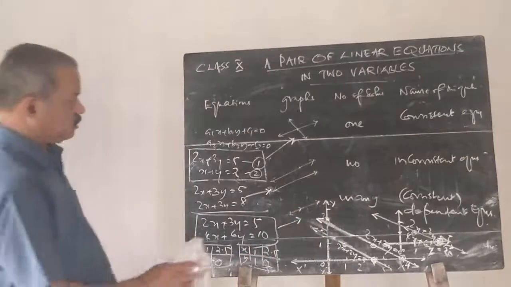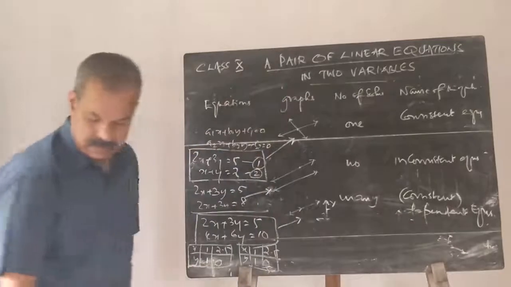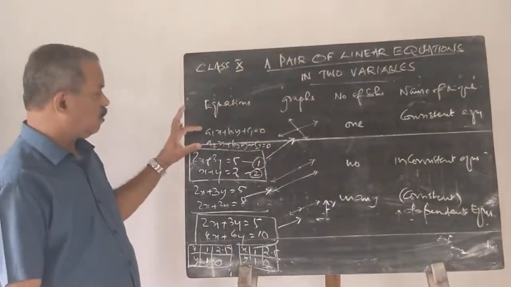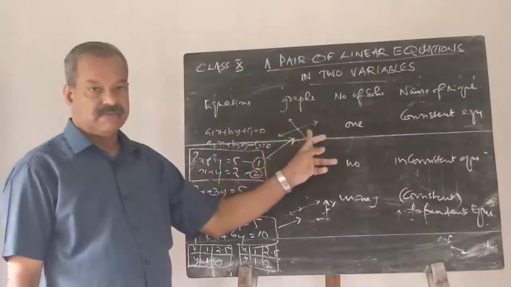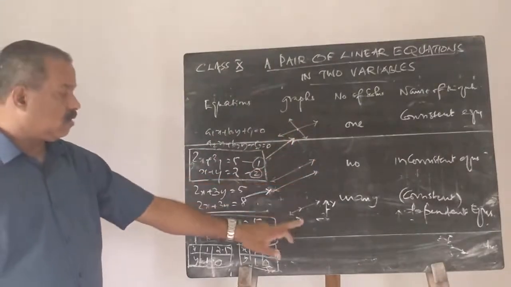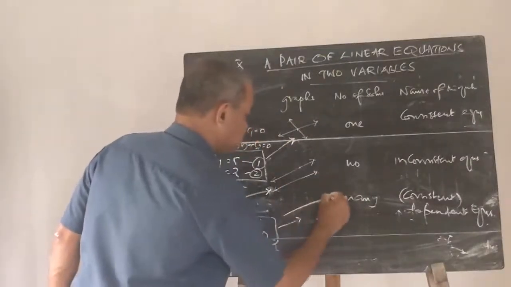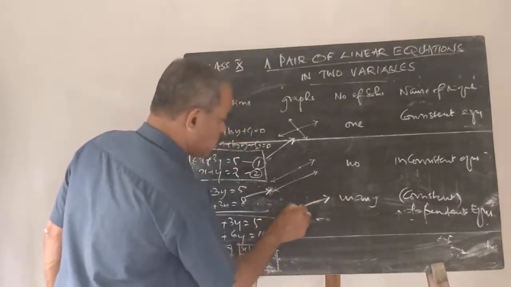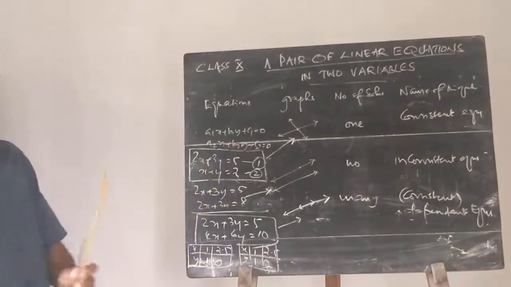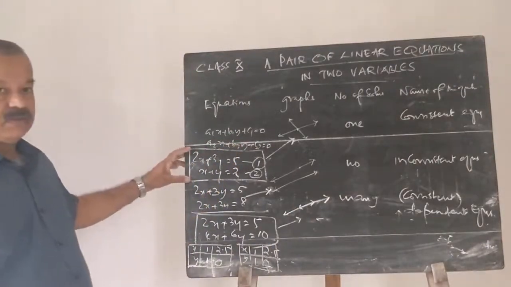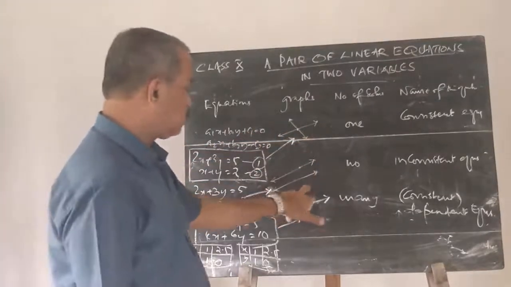So now let us compare this. The graphs of a pair of linear equations of this form have either intersecting lines, or parallel lines, or coinciding lines. Now let us see the features of the equations which give us intersecting lines, parallel lines or coinciding lines.